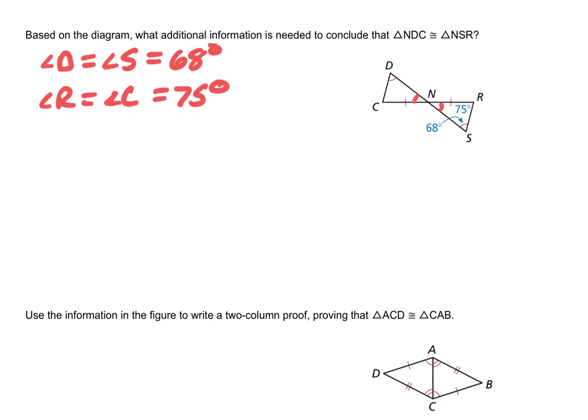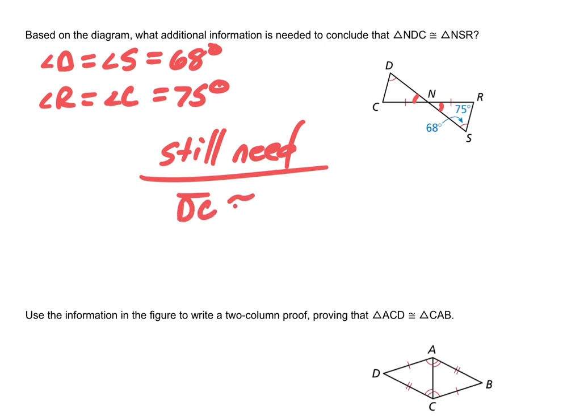Do I know that RS and DC are congruent? No. Looks like they could be. Maybe, right? We just don't have any way of proving that. There's nothing right now that we know about this that we could prove this to be true. So, what we're going to say here is we still need DC to be congruent to RS. And we also need DN to be congruent to SN.